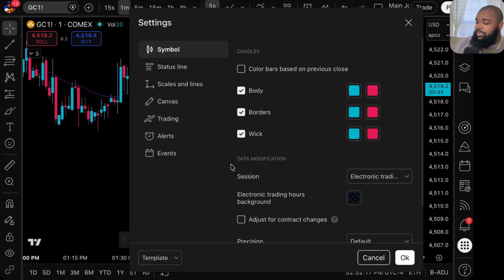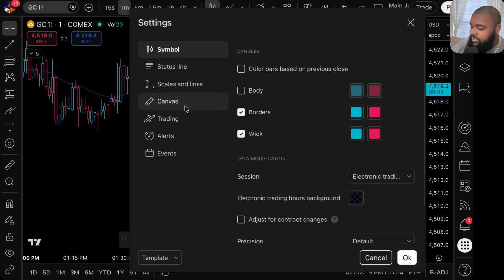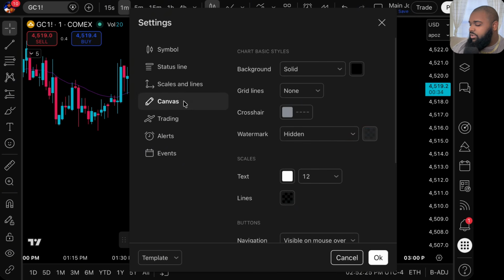If you just keep the border but take away the bodies like this, you'll get it like that. Or you can take away the wicks and you'll just have the bodies. You can do different things like that. You can also do the canvas.